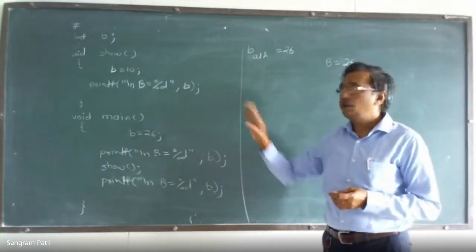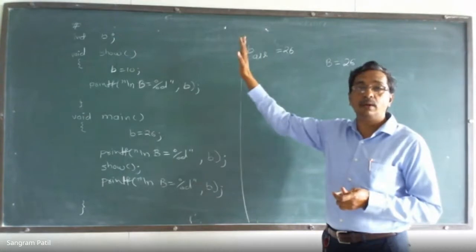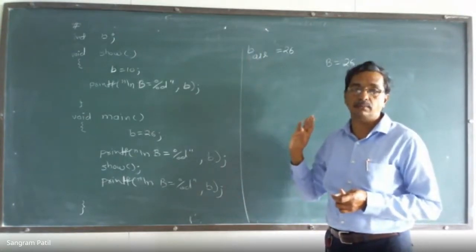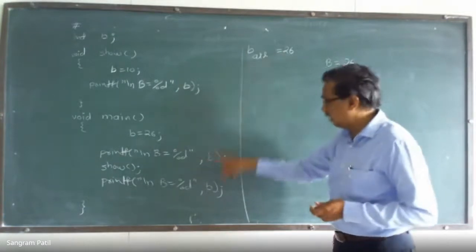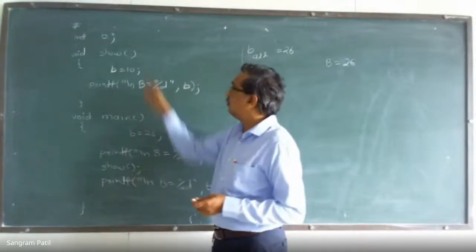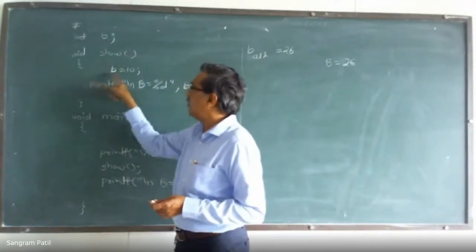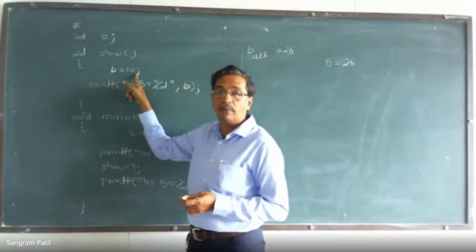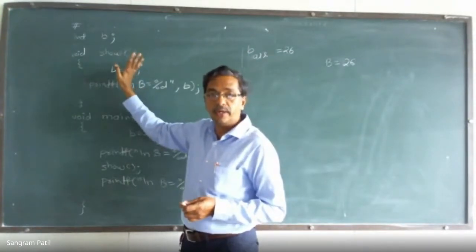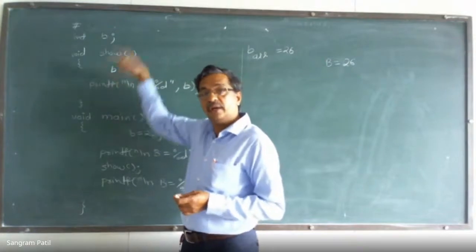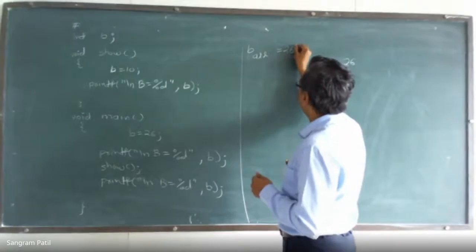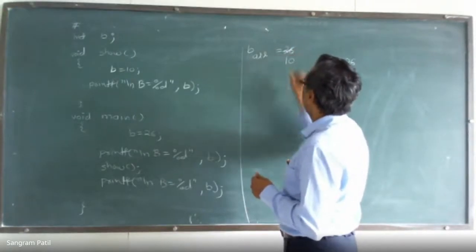The variable which is declared as a global variable, that variable we can access in any function or any program. So this b can be accessed over here, and it prints 26. Now it goes to execute show, curly bracket, b is equal to 10. The compiler will check whether b is declared in show. Now b is not declared in show, so it will check whether b is declared as a global. Yes, b is declared as a global whose value is 26. So it cancels this 26 and gives the value 10.